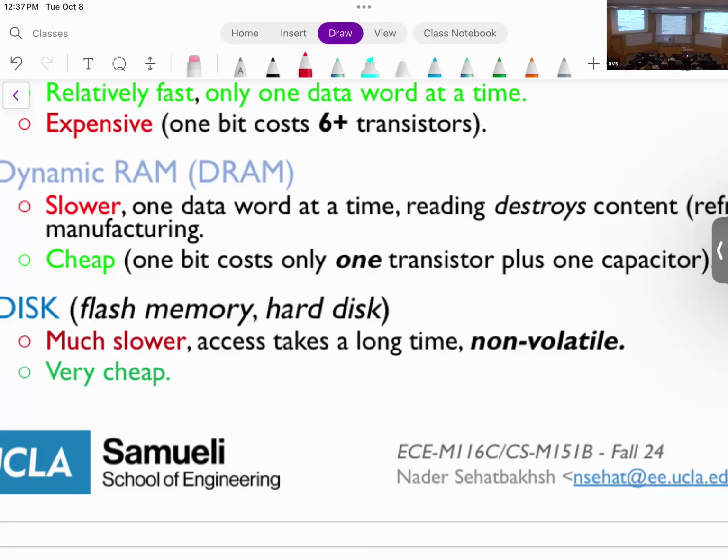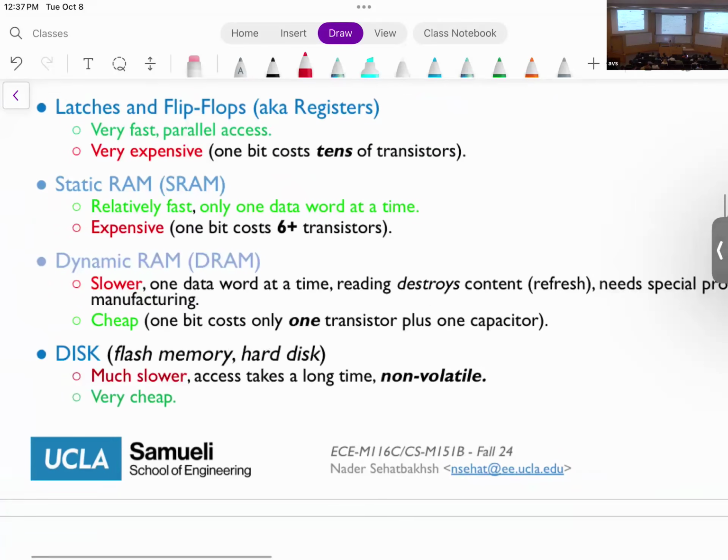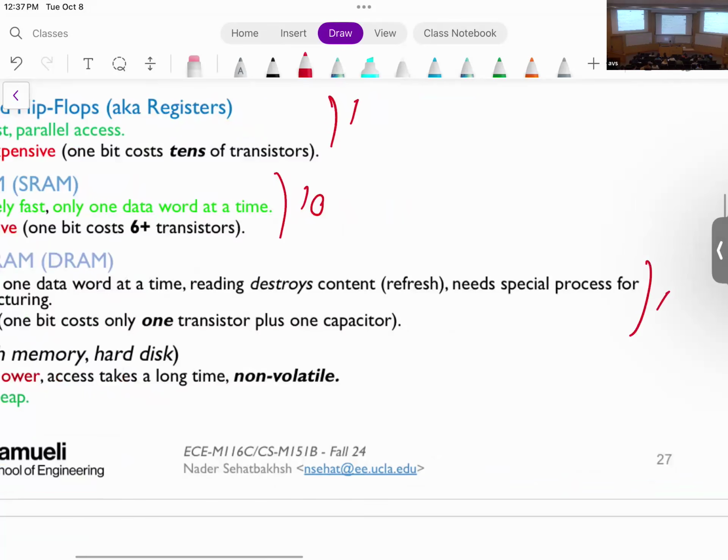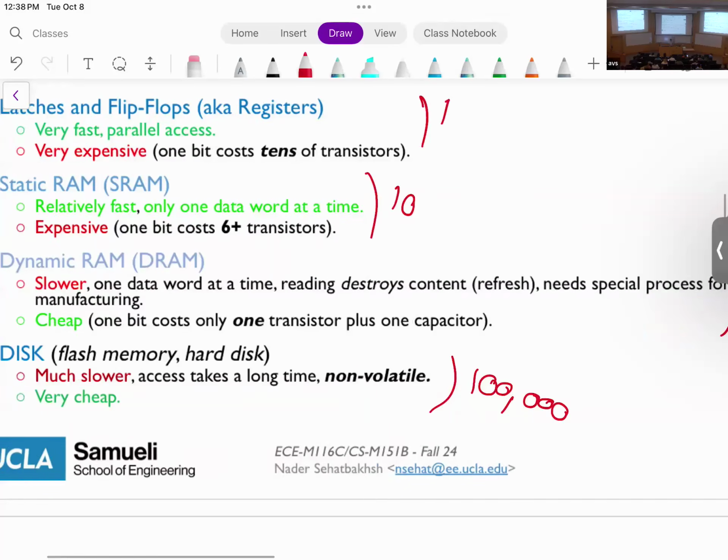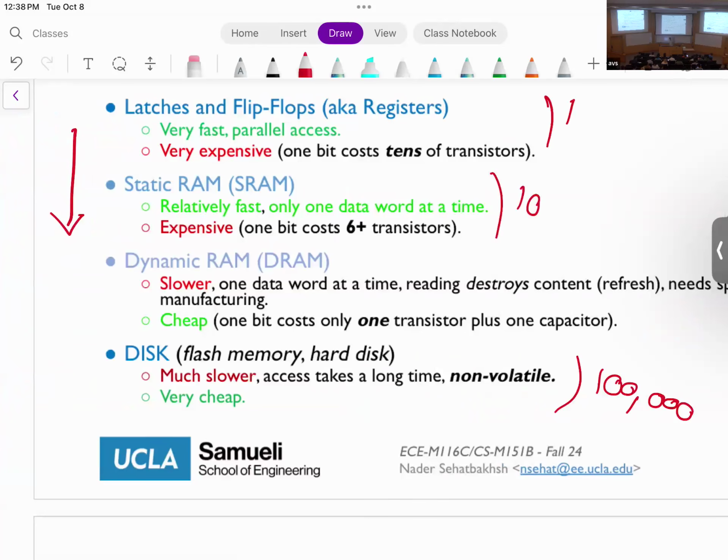So we are talking about orders of magnitude. If this is 1 cycle, this is typically tens of cycles. This is typically hundreds to thousands of cycles, typically thousands of cycles. And here we are talking about 100,000s of cycles. Okay? So this is the order of latency between these different technologies. But as we are moving down, we can store much more bits into a single cell.